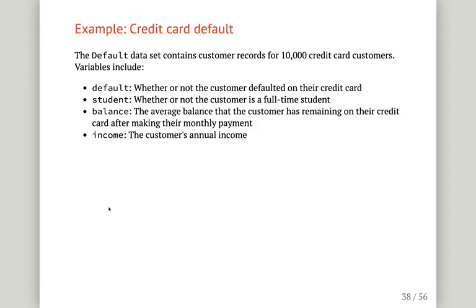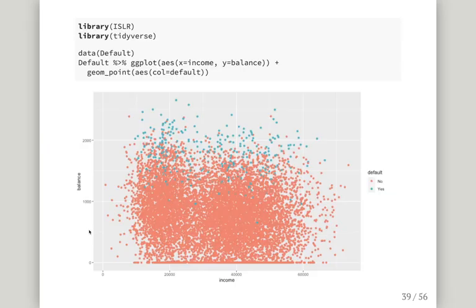So let's take a look at applying naive Bayes on another data set. This is the default data set that we saw with logistic regression. We have whether or not customers defaulted on their credit card, whether they're a full-time student, we have their credit card balance, and the customer's income.